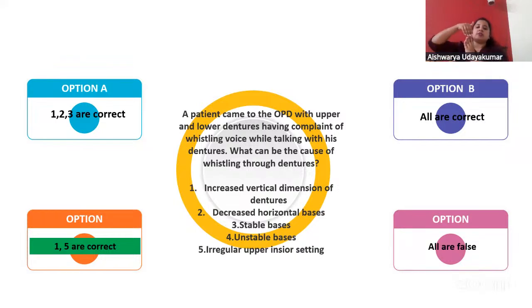When the vertical dimension is checked, it's with F and V. When you set it more upwards, the F will start sounding like V. When you place it more downwards, the V will start sounding like S. So here we see that option 1 and 5 are correct.